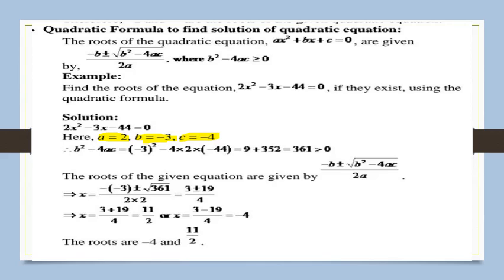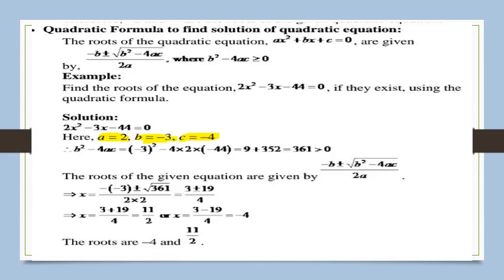Now b square minus 4ac is what? Now substitute the values of a, b, c here and find the value. Its value is 361. And 361 is greater than 0, means the roots are real and distinct. Now find the roots by using the quadratic formula. No need to use the factorization method, no need to think what the factors are. Only use the formula and substitute the values.